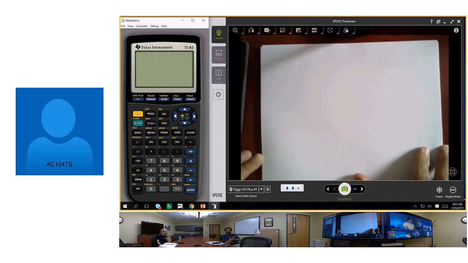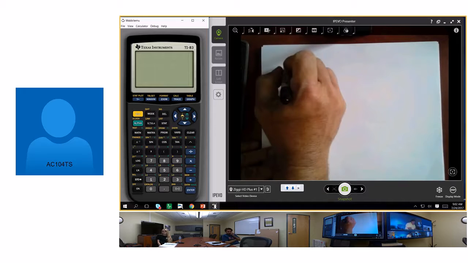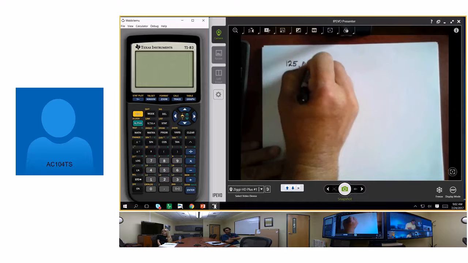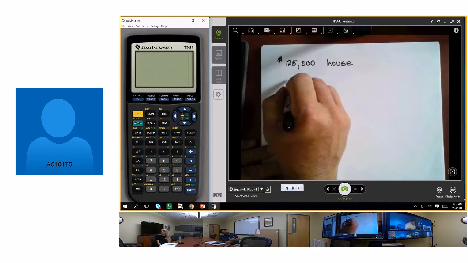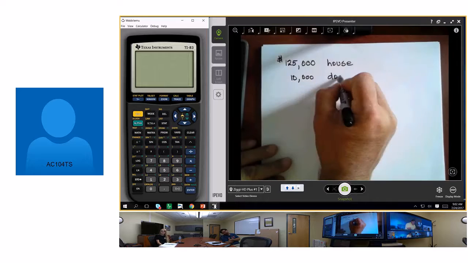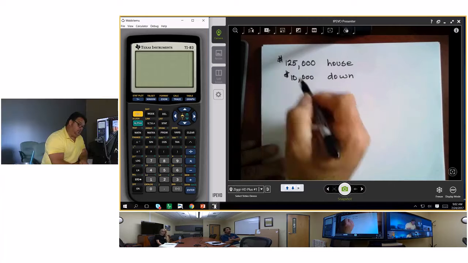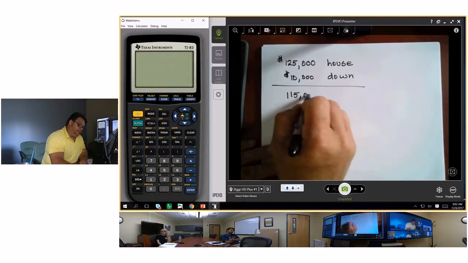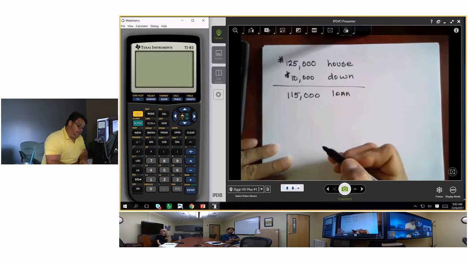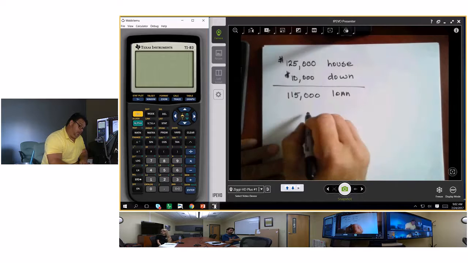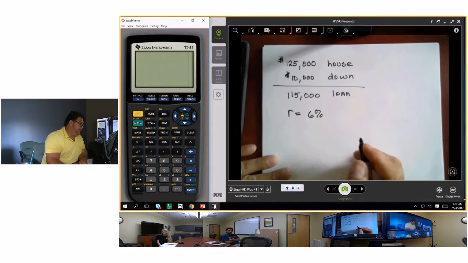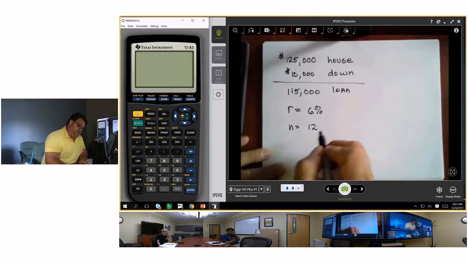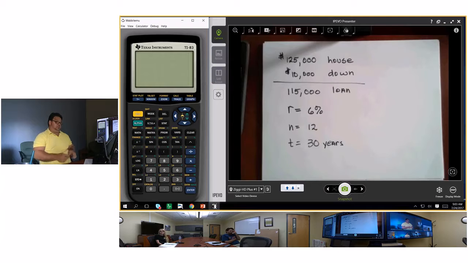we got a house payment, or you're going to buy a house, and the house is $125,000. And you put $10,000 down. So that means the loan that you're going to ask for is going to be what? $115,000. The bank is going to finance it at R equal to 6%. Now that's a little bit high, but you're a first time buyer. N is equal to 12, and T is equal to 30 years. There you go. That's the kind of problem I'm going to give you.